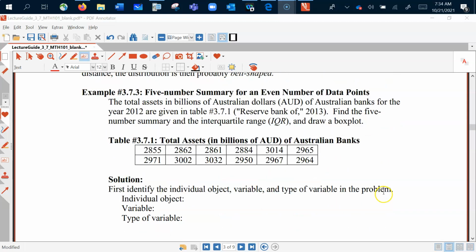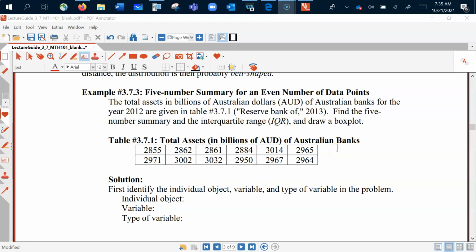All right, so we've got here example 3.7.3, 5-number summary, and I have an even number of data points. What we're going to do is enter these data values into a list. The context here is total assets in billions of Australian dollars, AUD, of Australian banks for the year 2012. Here I've got a random sample of 12 banks, and they're listed in billions. So this is 2,855, but in billions of Australian dollars.